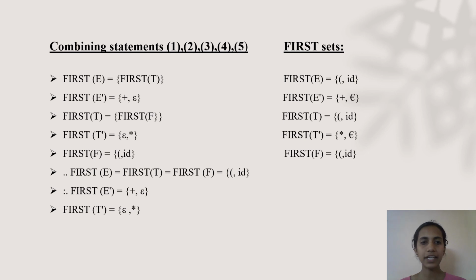Then by combining all the statements, we will get first of E is equals to first of T, that is equals to first of F, which is open bracket comma ID, and then first of E dash is equals to plus comma epsilon, and first of T dash is equals to epsilon comma star. The same thing is written here, that is first of sets.